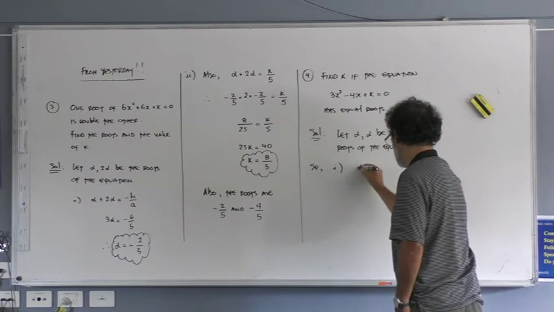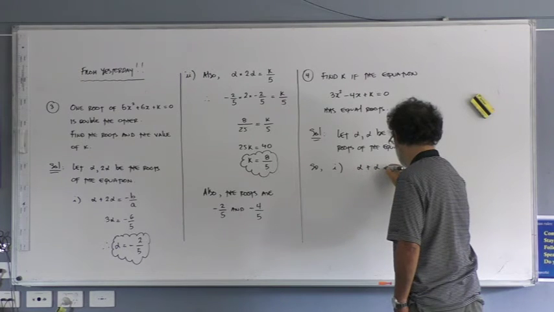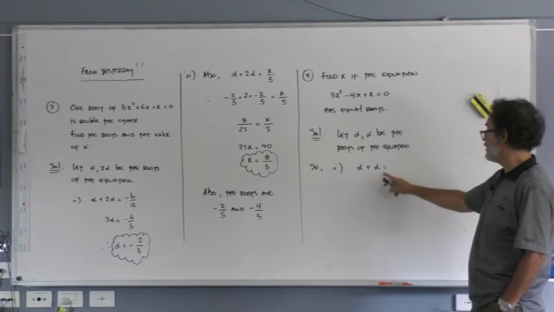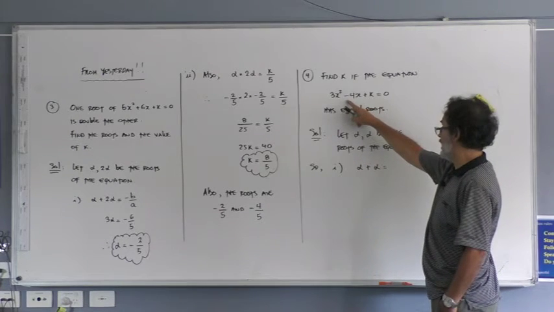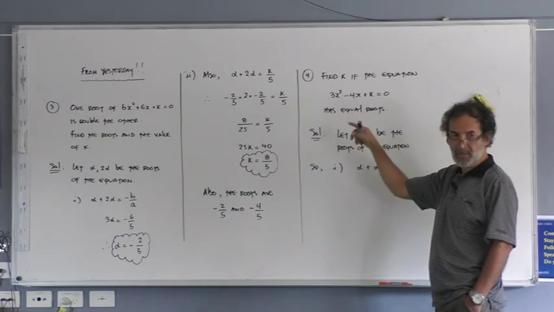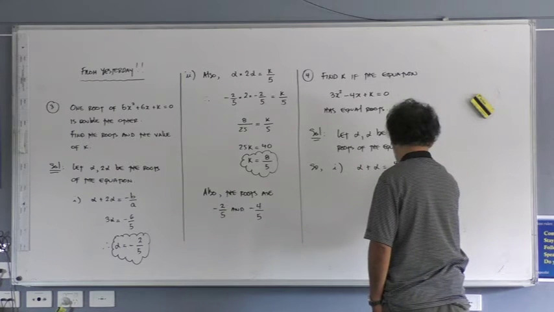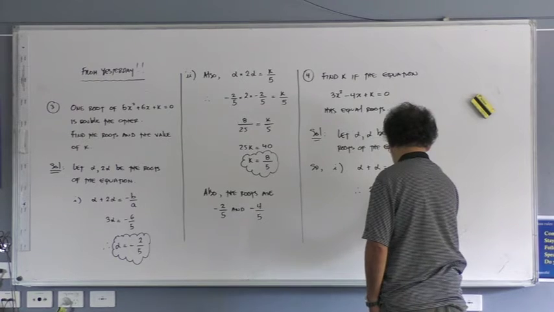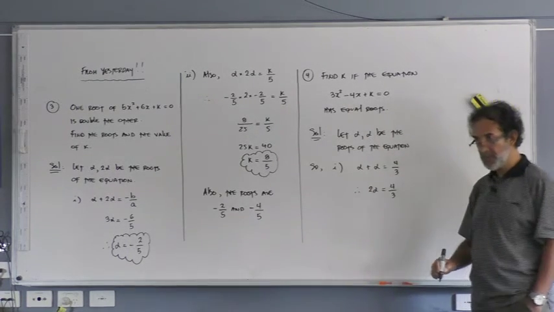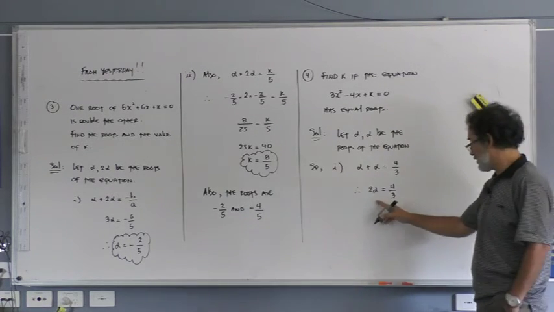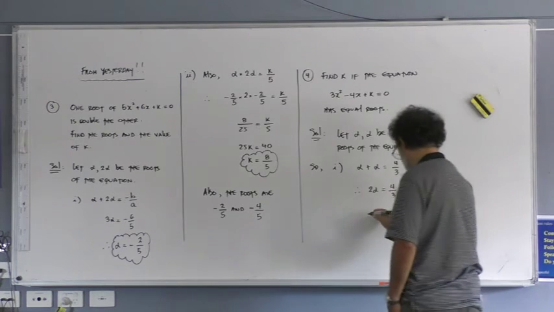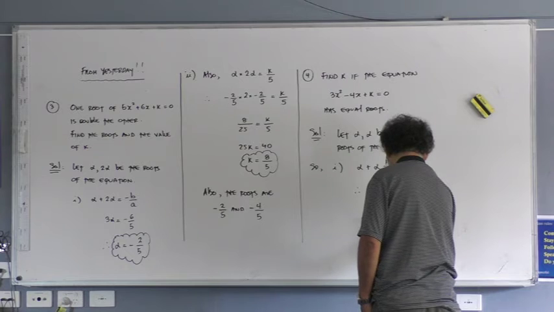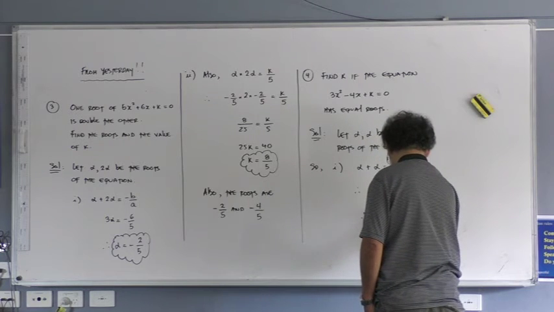So you're going to have alpha plus alpha. We know that is equal to, what is it? It's going to be equal to 4 over 3 because it's minus b. So therefore we have that 2 alpha is equal to 4 over 3. So alpha is going to be 2 over 3. Beautiful.